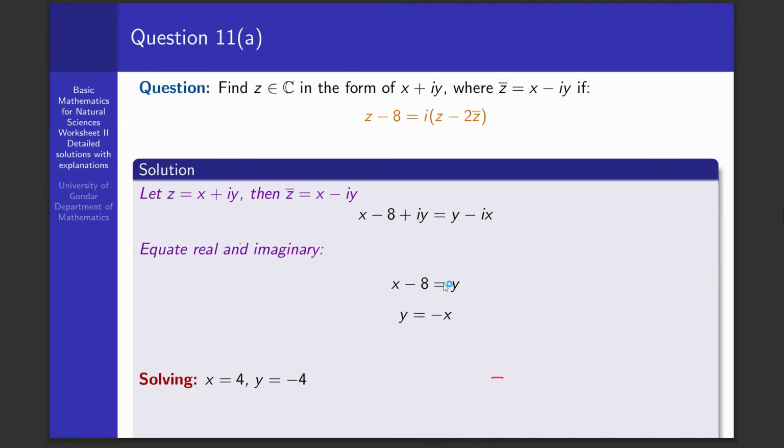If you substitute minus x in the place of y here, it becomes 2x is equal to 8. Dividing both sides by 2, we have 4 for the value of the first variable x. And one is the negative of the other, so that if x is 4, y becomes negative 4. Therefore, the complex number could be z is equal to 4 minus 4i, that is in the form of x plus iy.